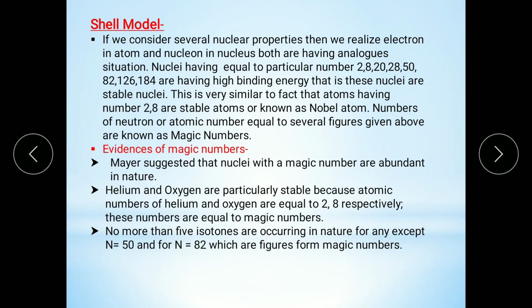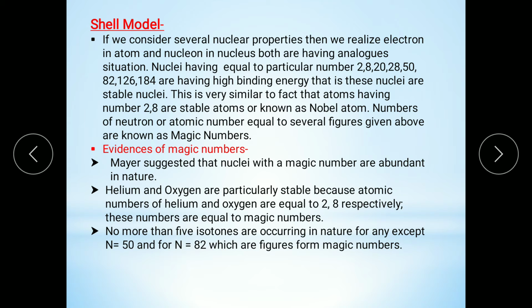This is very similar to the fact that atoms having number 2, 8 are stable atoms and are known as noble atoms. Numbers of neutrons or atomic number equal to the figures given above, that is 2, 8, 20, 28, 50, 82, 126, 184, are known as magic numbers. Why are these magic numbers? Because for those particular numbers, the nuclei have high binding energy, meaning they are highly stable.